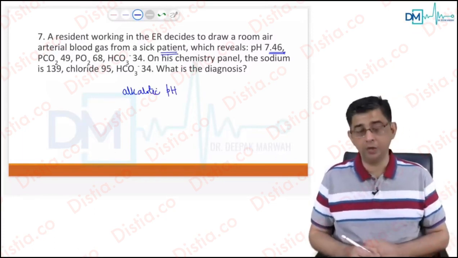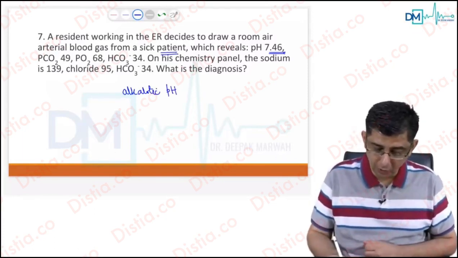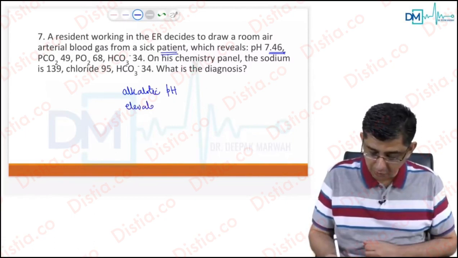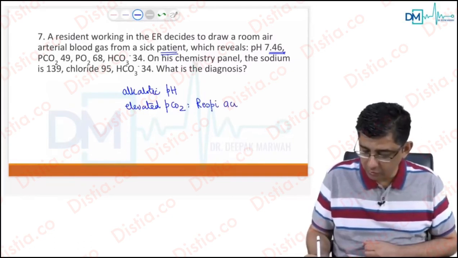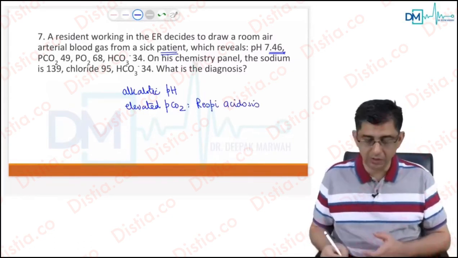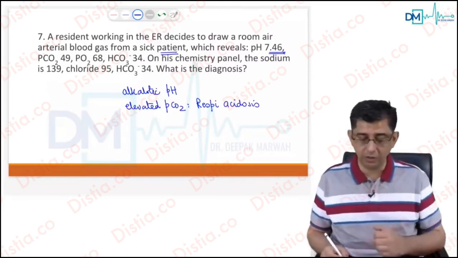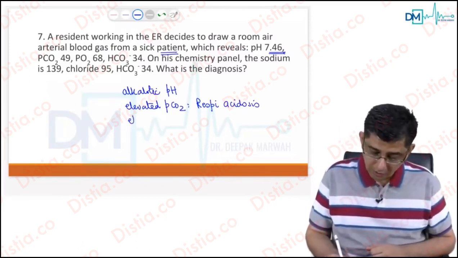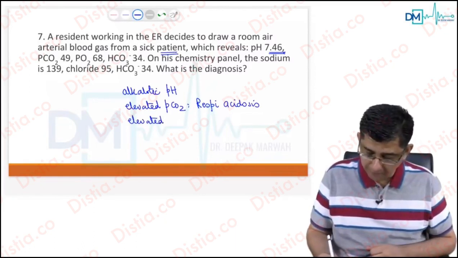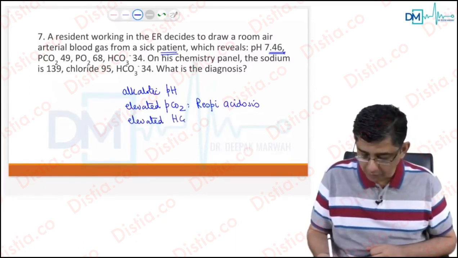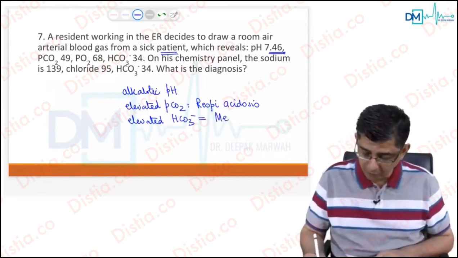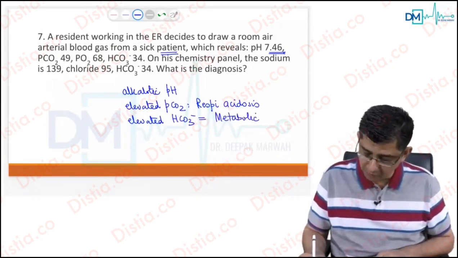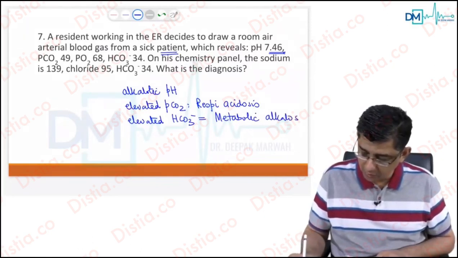In this patient with alkalotic pH, when I look at the value of CO2, it is an elevated PCO2. Elevated PCO2 does not explain the alkalotic pH, because elevated PCO2 should cause a respiratory acidosis, and this patient is instead having an alkalotic pH, so carbon dioxide is not the cause. This patient has an elevated bicarbonate of 34. That means the main reason he is alkalotic is the metabolic alkalosis component.